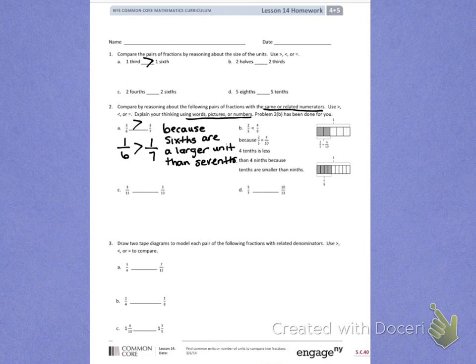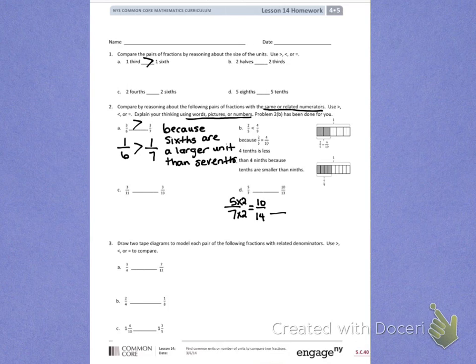Let's look at letter D. 5/7 compared with 10/13. They're asking us to use the same or related numerators, but these numerators are not the same. So I'm going to think back a couple lessons, and how can I make my 5 be compared to a 10? Well, if I multiplied it by 2, I could get to 10. In order to do that, I'm going to have to multiply my numerator and my denominator by 2, and that's going to leave us with 10/14.